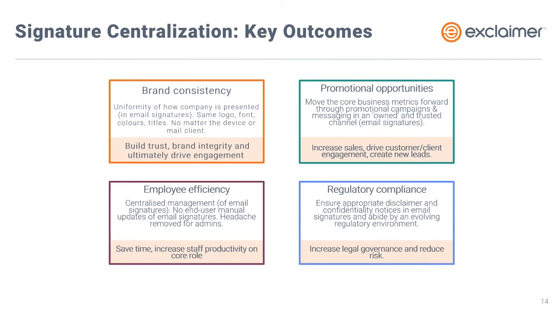Now, what maybe doesn't represent so much a risk as these other two might, but more opportunity, is the promotional and marketing content that centralization might unlock. If you can move the core business metrics forward through content in the signature, it unlocks the value of the signature. What we'll be looking at in just a moment is just what kind of content we might add to the signature to make it its most effective.